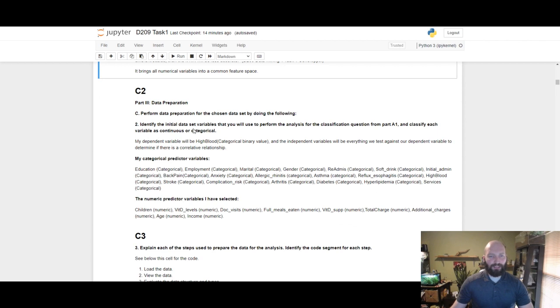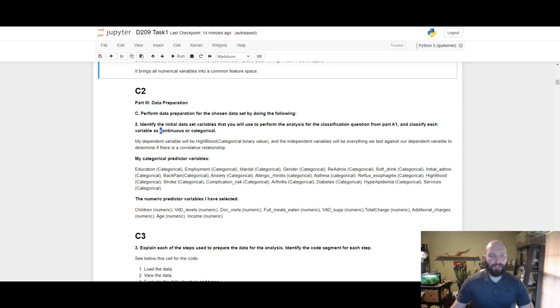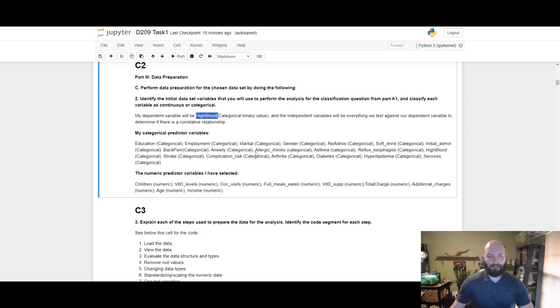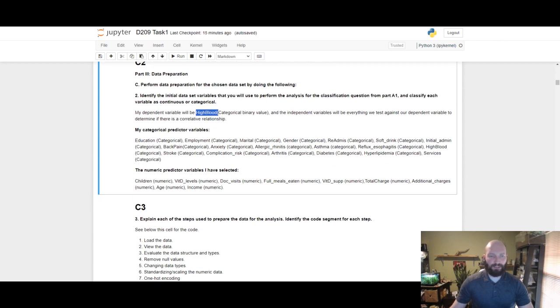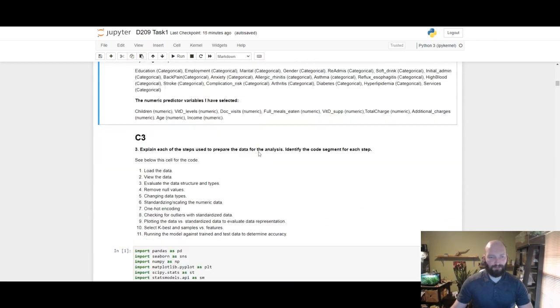Identify the initial dataset variables that we use to perform the analysis for the classification question, and classify each variable as continuous or categorical. According to the PowerPoint, this is supposed to be numeric, not continuous, so they're labeled as numeric rather than continuous. My dependent variable is going to be high blood pressure, and these are the independent variables. These are the categorical variables, and then the numeric predictor variables that I've selected.